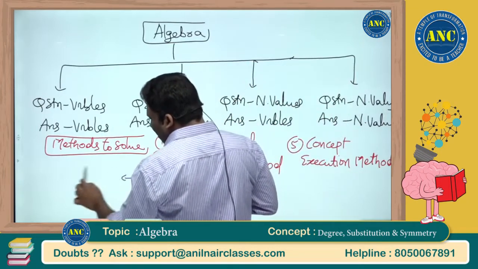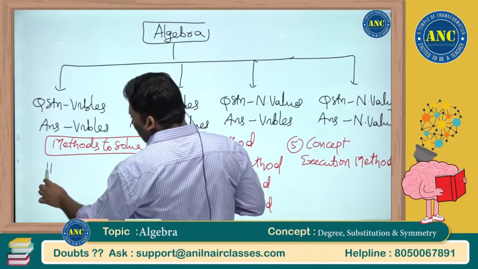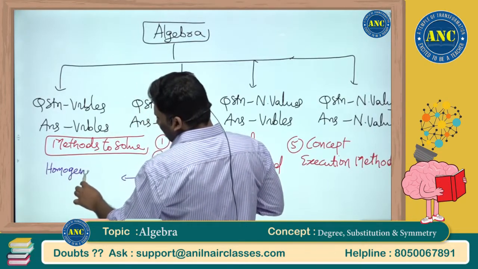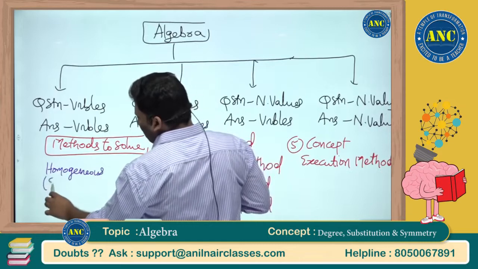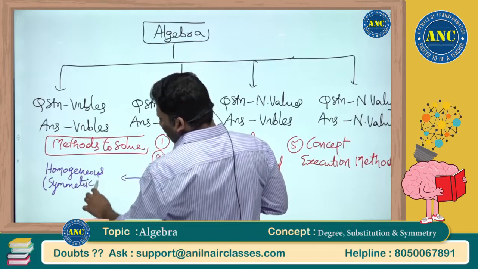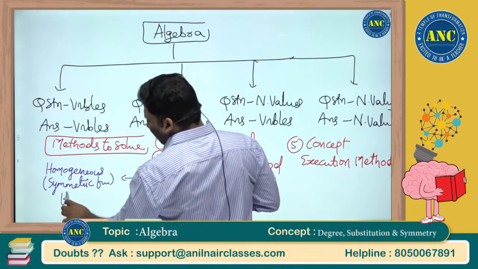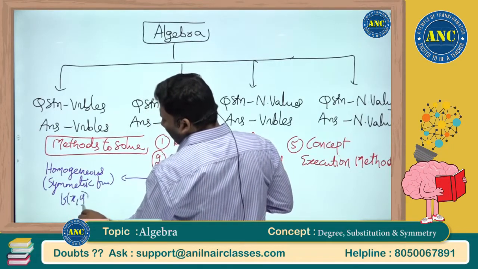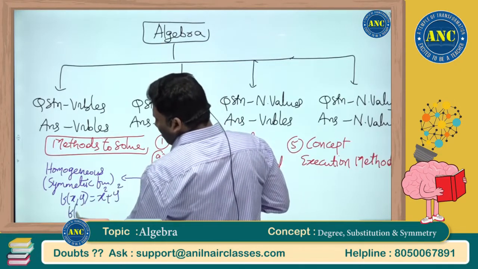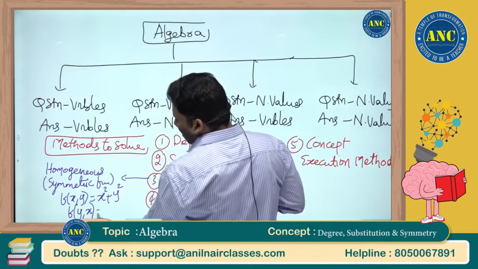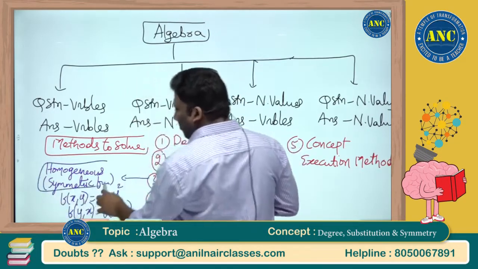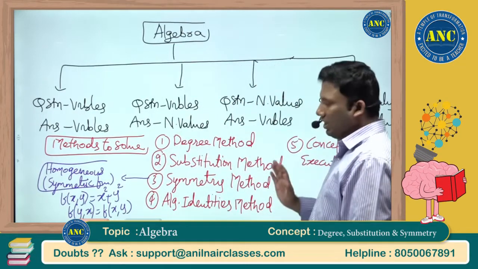The symmetry method is used for homogeneous or symmetric functions. What do you mean by a symmetric function? f of x comma y is x square plus y square. If I replace x with y and y with x, it is equivalent to f of x comma y. This symmetry method is used for homogeneous functions.